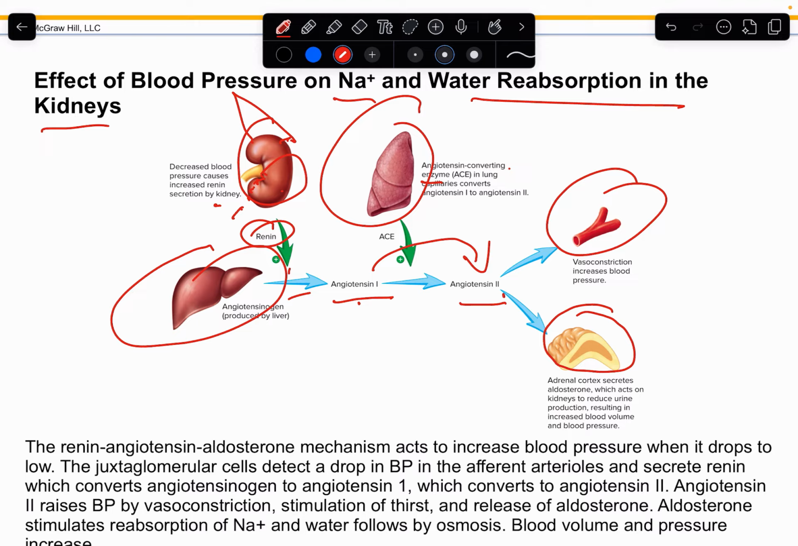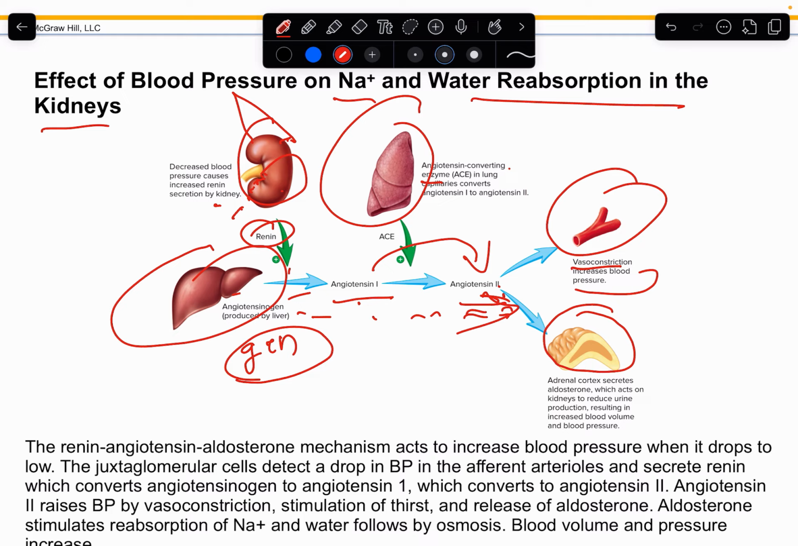Any time you see angiotensinogen, what does gen mean? It means new, the original form. It is not the active form, so it needs some process to make it active. Then it will go through the blood, affecting blood vessels with vasoconstriction. This will increase the blood pressure.